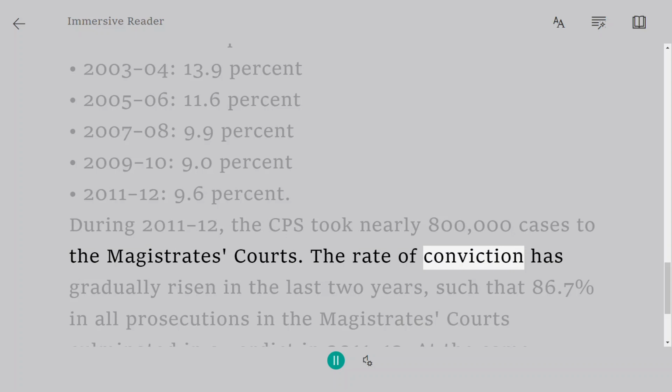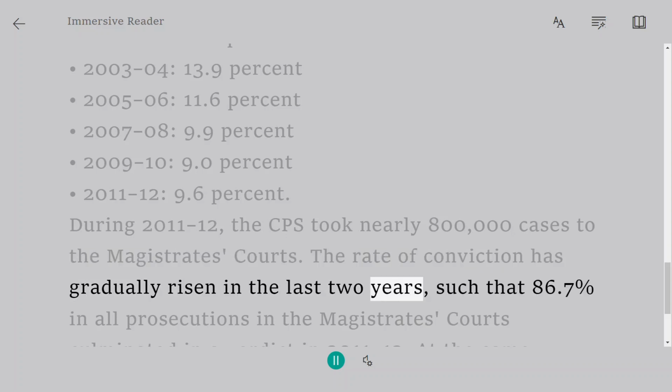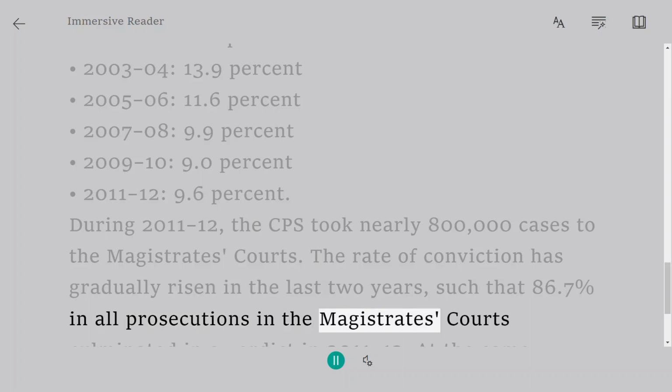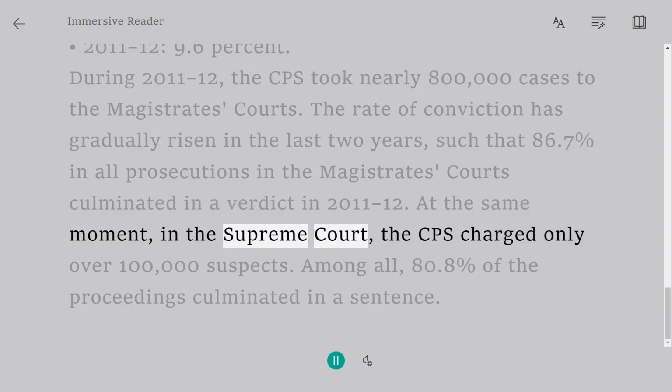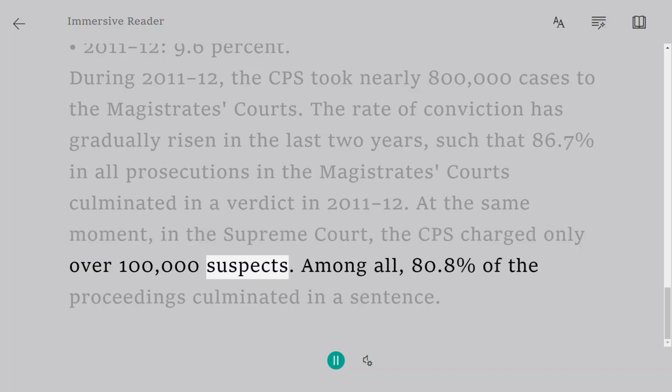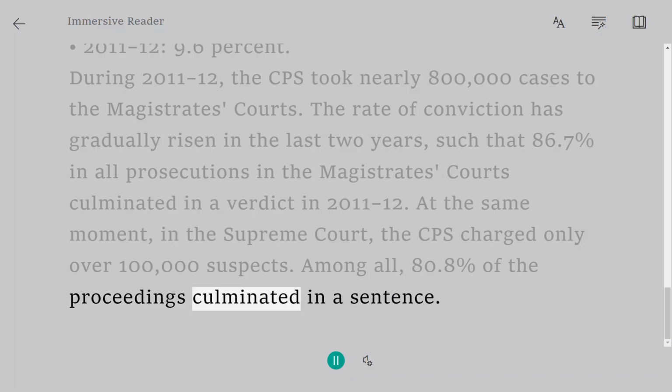During 2011 to 12, the CPS took nearly 800,000 cases to the magistrates' courts. The rate of conviction has gradually risen in the last 2 years, such that 86.7% of all prosecutions in the magistrates' courts culminated in a verdict in 2011 to 12. At the same moment, in the Supreme Court, the CPS charged only over 100,000 suspects. Among all, 80.8% of the proceedings culminated in a sentence.